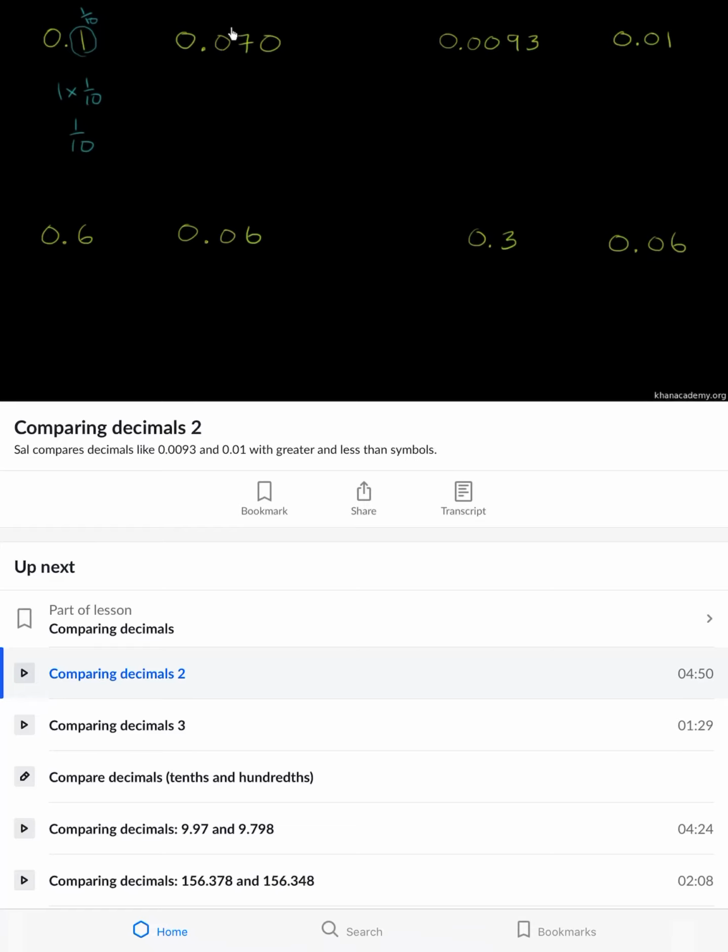Now, when we look at this number right over here, it has nothing in the tenths place. It has 7 in the hundredths place. So this is the hundredths place right over here. And then it also has nothing in the thousandths place. So this number can be rewritten as 7 times 1 over 100, or 7 hundredths. And now we can compare these two numbers.